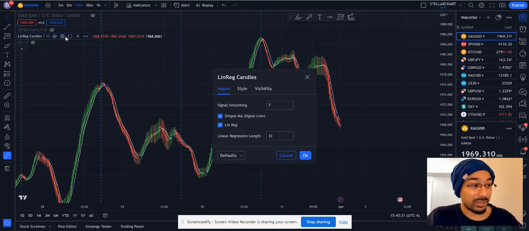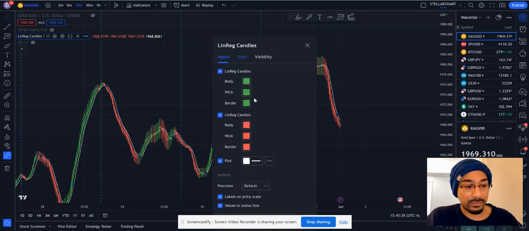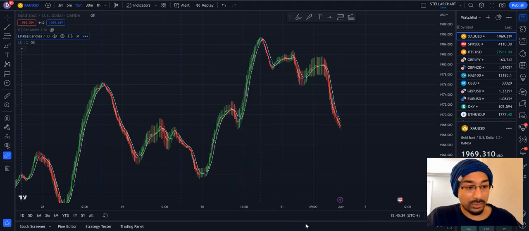Jumping right on, here are the settings. Signal smoothing, I've left at 17. Linear regression length, I've left at 33. For style, I basically left everything here. I untick the labels and price scales and just click OK. And that brings up that first indicator.